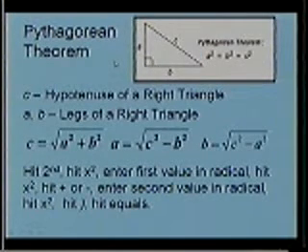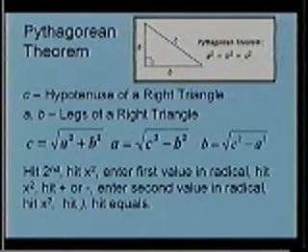The Pythagorean theorem is used to find the hypotenuse or the length of the legs of a right triangle. A is the length of one leg, B is the length of another, and C is the length of the hypotenuse, the longest of the three sides. Normally it's a squared plus b squared equals c squared, but I have shown c is equal to the square root of a squared plus b squared, a is equal to the square root of c squared minus b squared, and b is equal to the square root of c squared minus a squared.